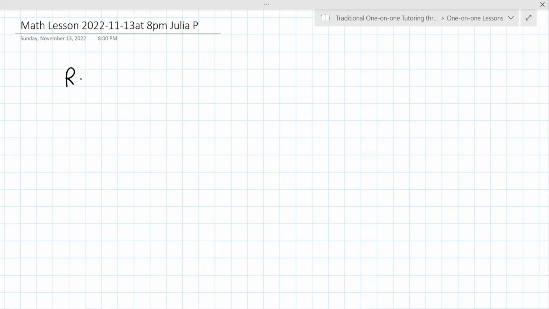Range is the max minus the min. So it's two numbers. You've got to be able to subtract them.